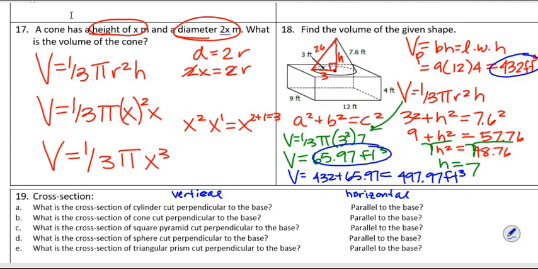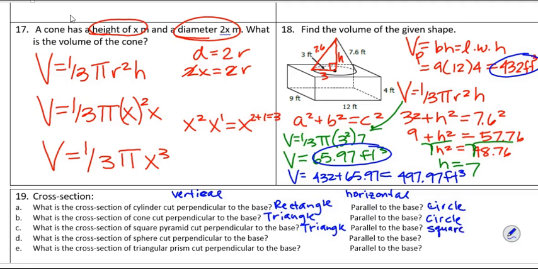So when we talk about the cross-section of a cylinder cut perpendicular to the base, we get a rectangle. When we talk about parallel to the base, we get a circle. When we talk about the cross-section of a cone cut perpendicular to the base, this is going to be a triangle. And parallel to the base is going to be a circle again. For a square pyramid cut perpendicular to the base, this is going to be a triangle, and parallel to the base will be obviously a square, because the base is a square.